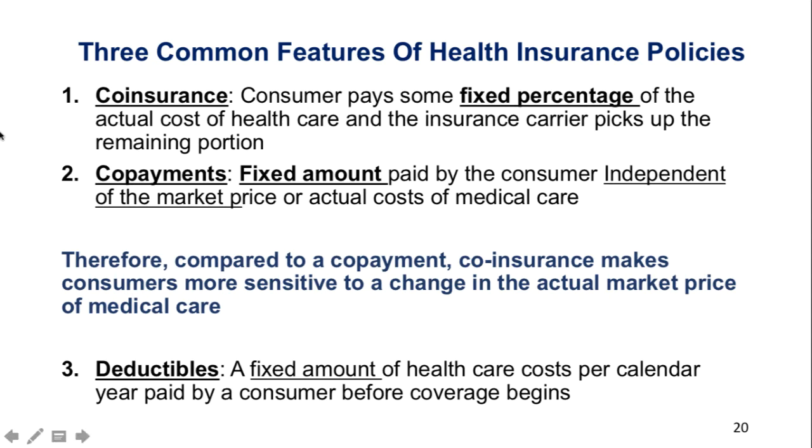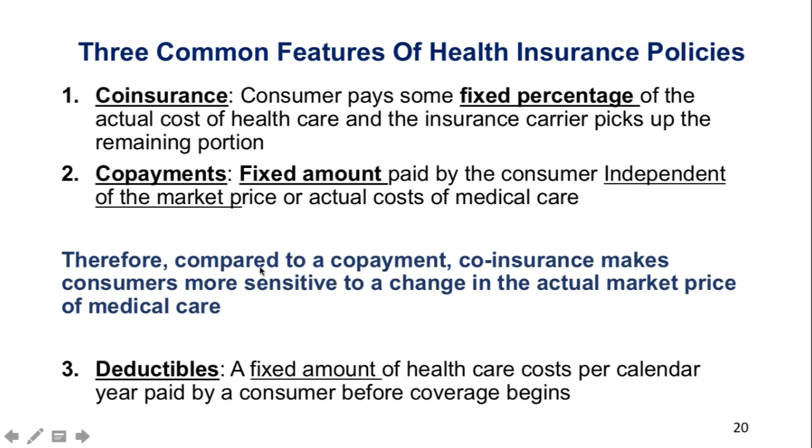the rest of that. The co-payment is a fixed amount paid by the consumers, independent of the market price or actual cost of medical care. So if your co-payment is, say, $100, it doesn't matter if the actual price is $10 or $100 or $1,000 or $10,000. The co-payment determines how much you have to pay out of your pocket before the insurance company covers the rest of that.